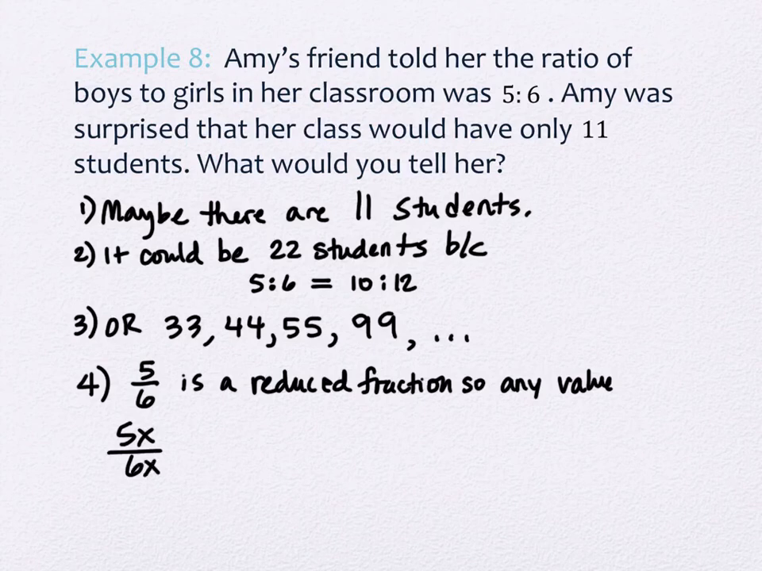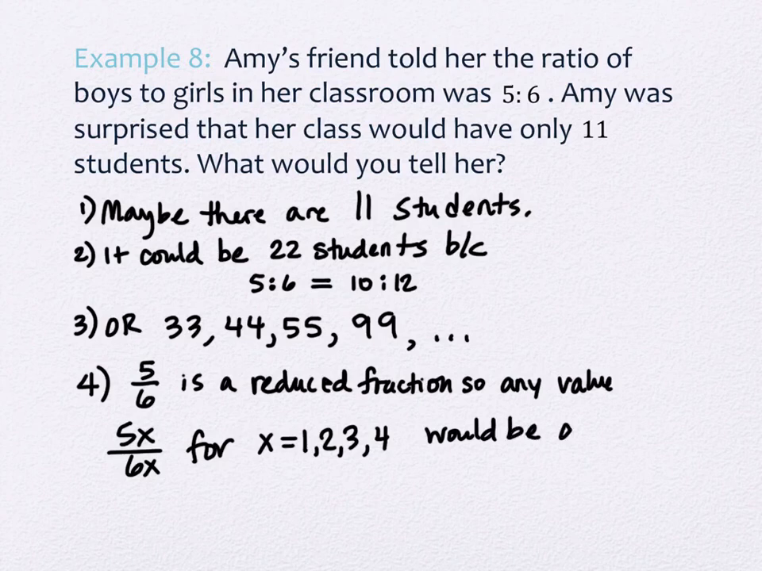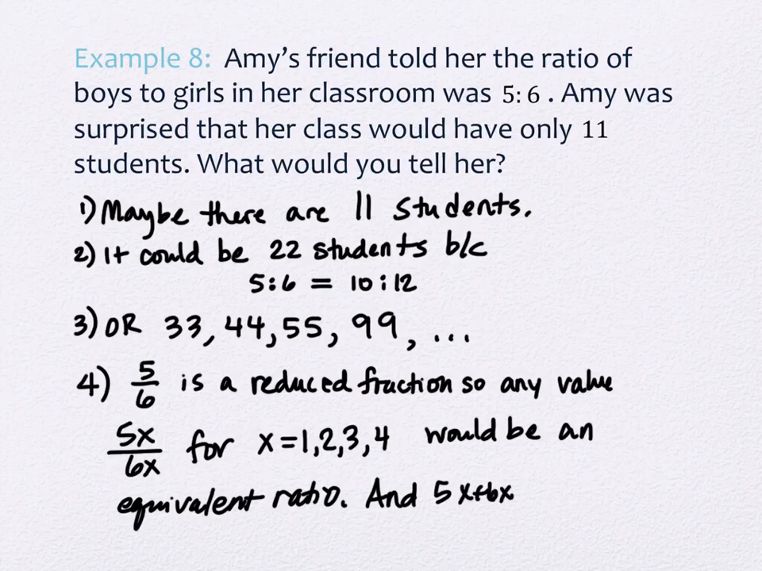So any value 5x over 6x for x equals, and you can do 1, 2, 3, 4, right? You can multiply top and bottom by 4, top and bottom by 5, would be an equivalent fraction, or a ratio, we'll say it that way. And 5x plus 6x equaling 11x, right? Our total number of students. Probably going to be the 22 for most lower level classrooms, I would hope, given the circumstance. Any questions on that? All right.